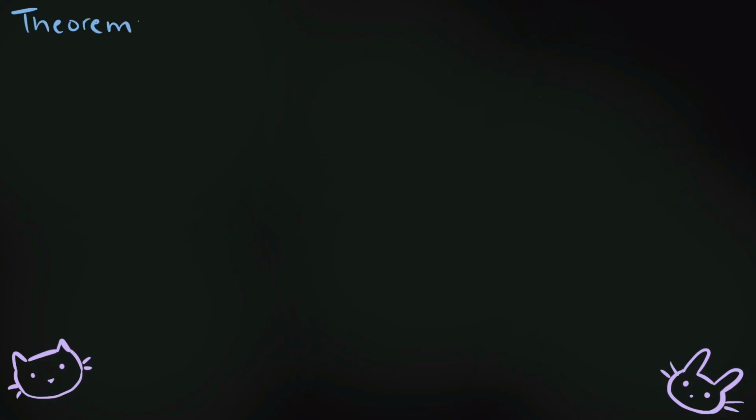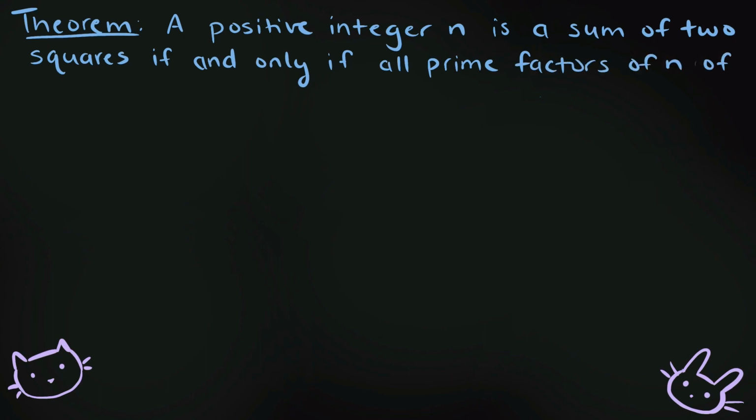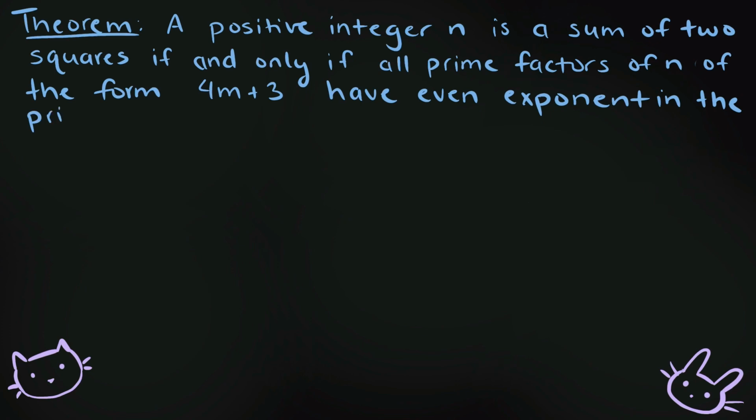So now let's get to seeing when a positive integer can be written as a sum of squares. It turns out that a positive integer n is the sum of two squares if and only if all prime factors of n of the form 4m plus 3 have even exponent in the prime factorization of n. Okay, so this is an if and only if statement, so we have to prove both directions. I'll first start with the forward direction.